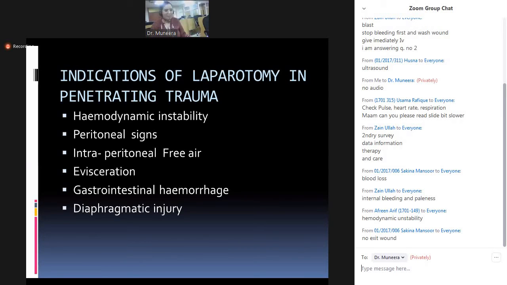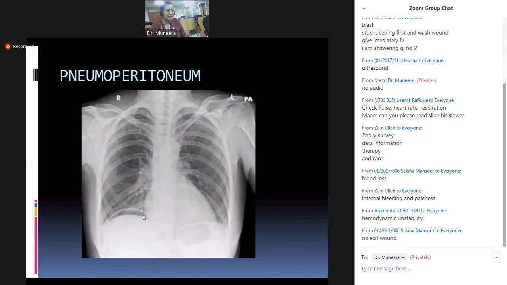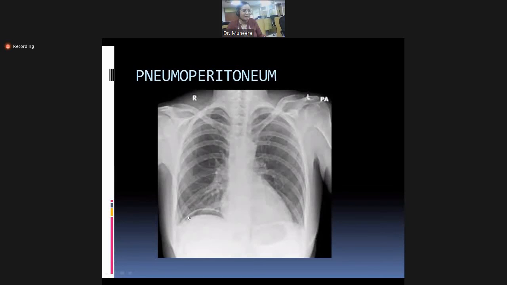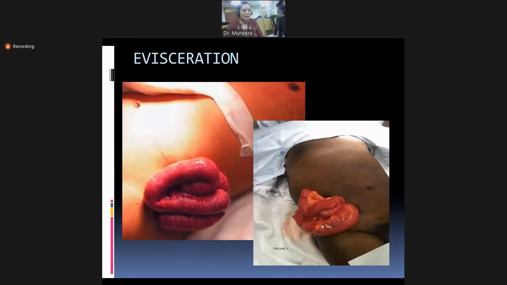Diaphragmatic injury, gunshot wounds with peritoneal breach. So this is the chest X-ray in which there is free air right under the right hemidiaphragm. This is known as pneumoperitoneum. This is an indication for laparotomy. This is now evisceration, in which there is a stab wound and a large bowel is coming out from the wound into the exterior. This is known as evisceration of a bowel loop. This is a definite indication of a laparotomy.